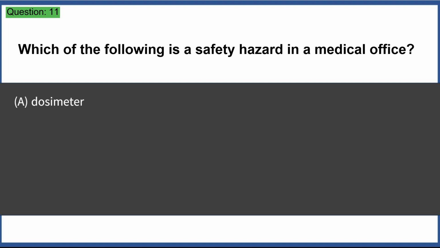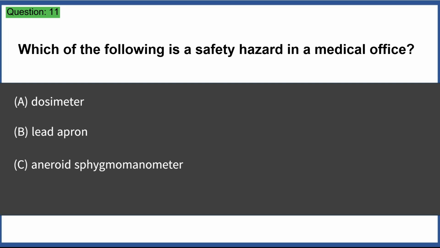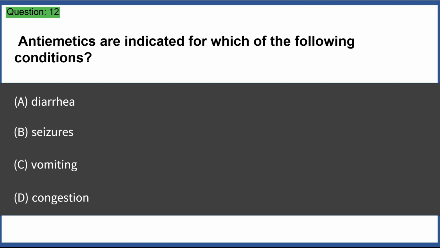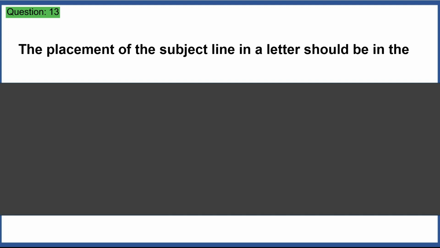Which of the following is a safety hazard in a medical office? A. Dosimeter, B. Lead apron, C. Aneroid sphygmomanometer, D. Mercury thermometer. Answer: D. Mercury thermometer. Antiemetics are indicated for which of the following conditions? A. Diarrhea, B. Seizures, C. Vomiting, D. Congestion. Answer: C. Vomiting.